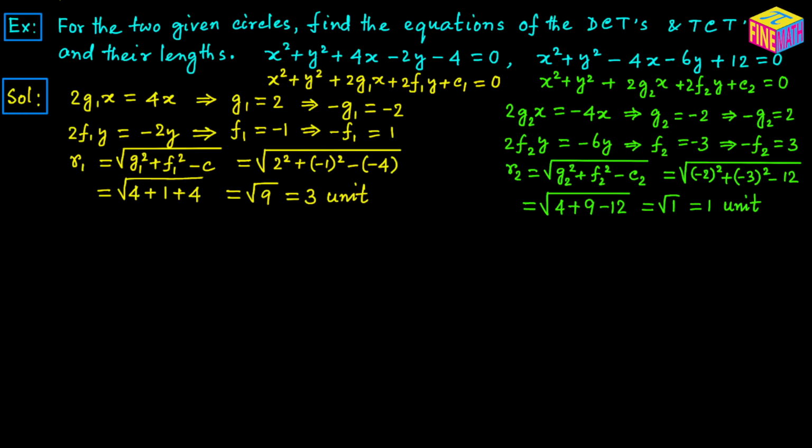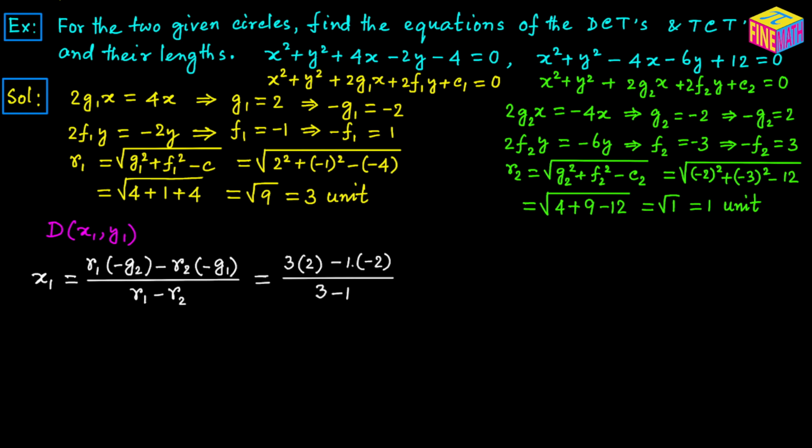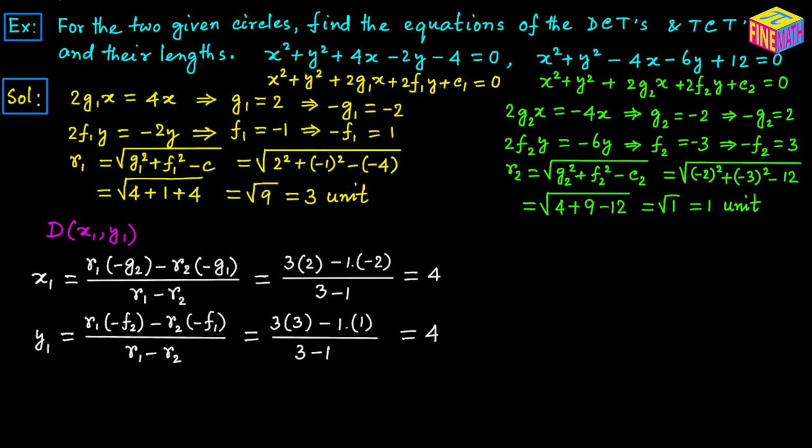Let's calculate the coordinates of the point of intersection of the direct common tangents. The x coordinate will be like this, and if we plug in the values, it's going to look like this, and if we simplify that, it turns out to be positive 4. Similarly, if we calculate the value of the y coordinate, that also turns out to be positive 4. So the coordinates of the point of intersection of the direct common tangents are 4, 4.